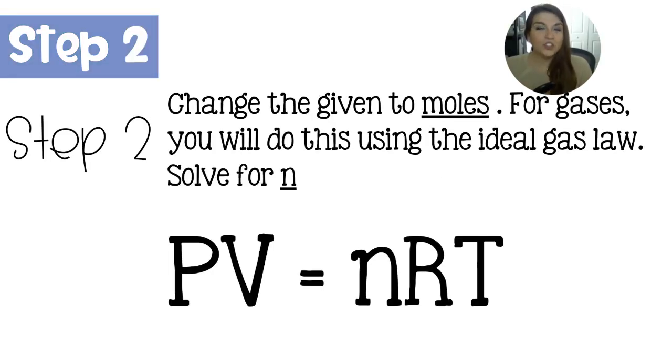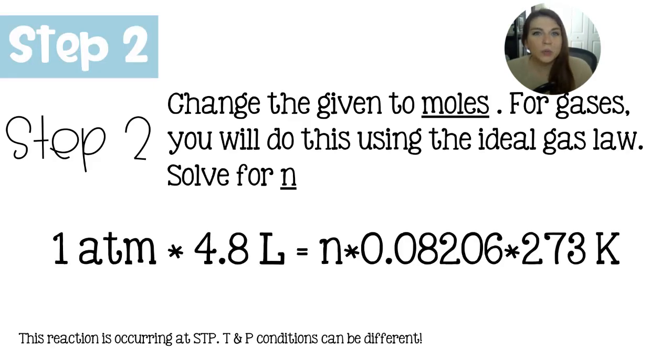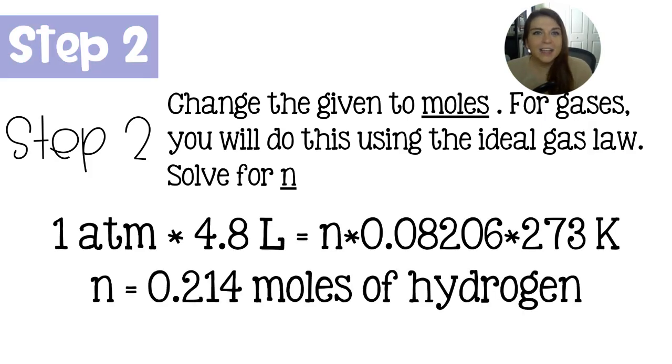The next thing we need to do is change the given to moles. Because this is a gas at STP, we are going to use the ideal gas law and solve for n, number of moles. So we know that we would be at 1 atmosphere of pressure and 273 Kelvin from the fact that the whole reaction is happening at STP. The gas constant is a constant, it's the same all the time, and the 4.8 liters was given to us in the question. We're going to use algebra skills to solve for n, number of moles. This gives us 0.214 moles of hydrogen. Remember, this hydrogen is diatomic.